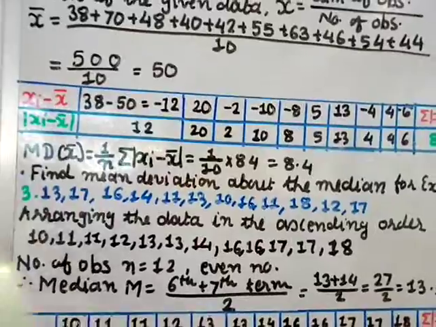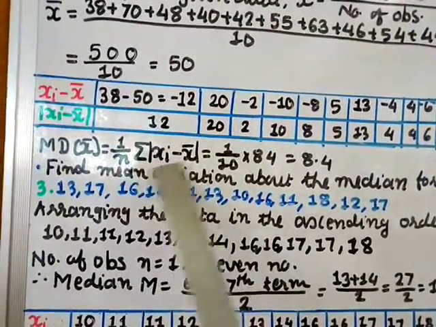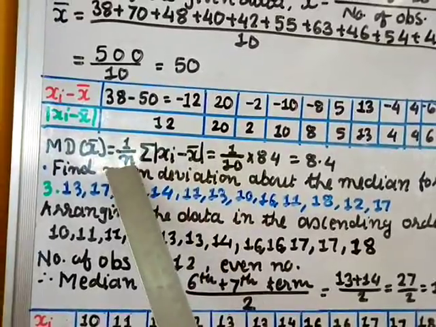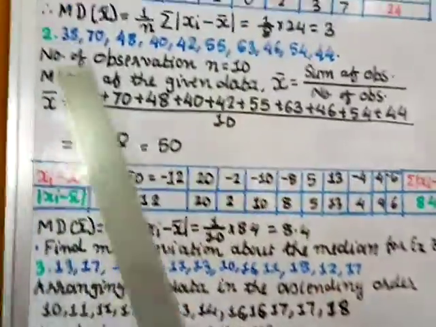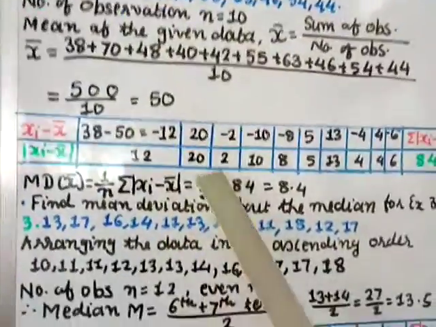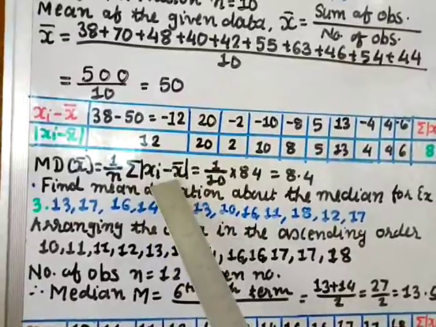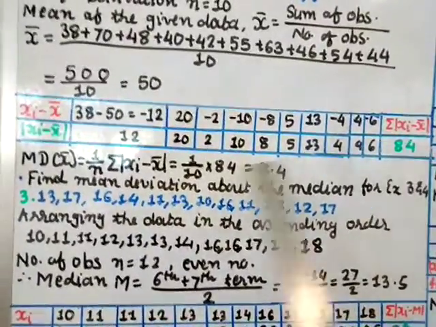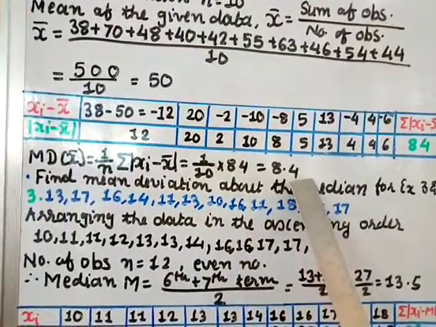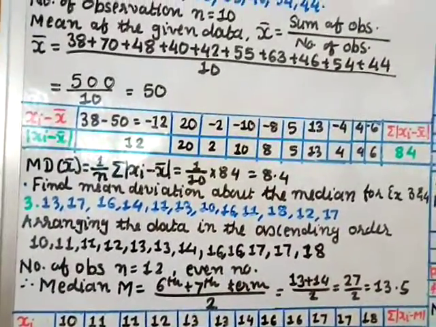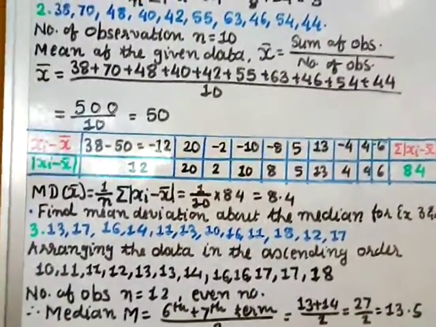MD means mean deviation. Mean deviation, x bar, equals 1 by n sigma modulus of xi minus x bar. Here n is 10, the number of observations is 10. So 1 by 10 into sigma modulus of xi minus x bar, which is 84. So 1 by 10 into 84, 84 by 10 gives you 8.4. So that is the solution for question number 2, or you can say this is the mean deviation above the mean for the given data.